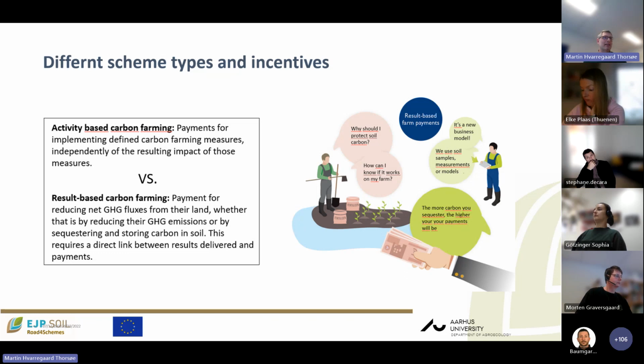Opposed to that, we have result-based carbon farming, where payments reward reducing the net greenhouse gas fluxes. So we are focusing on the outcome of these activities, and that, of course, requires a thorough monitoring of activities so that a link can be established between the results that are delivered and the payments that are received by land managers.